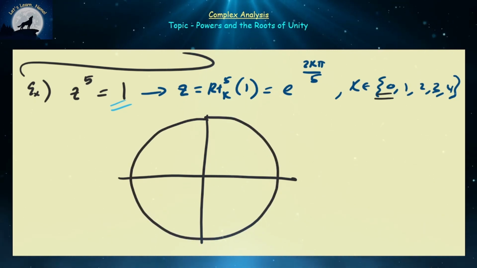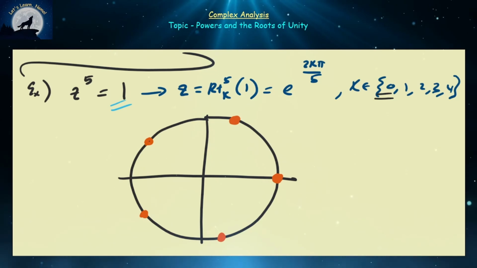Right, so there's our unit circle. And then we're going to have how many solutions? We're going to have 5. So our first solution is going to be located here. Our second solution is going to be located approximately there. There's your third, there's your fourth, and then here's your fifth.